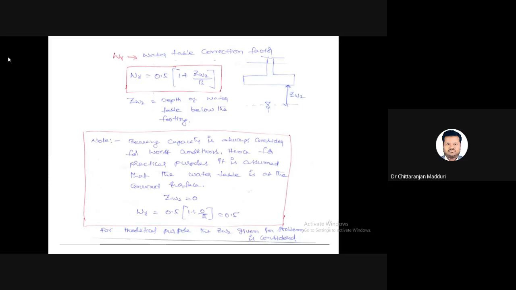But while doing theoretical problems, you need to consider the Zw2 value given in the problem. I am telling this one for consultancy works only. Even though there is no water table, we should consider the water table to be at the ground surface, because bearing capacity is always considered for the worst possible conditions. Suppose you test the soil in summer season, the bearing capacity will be more. Suppose you test the same soil during rainy seasons, the bearing capacity may be less. So we need to consider the worst possible conditions.